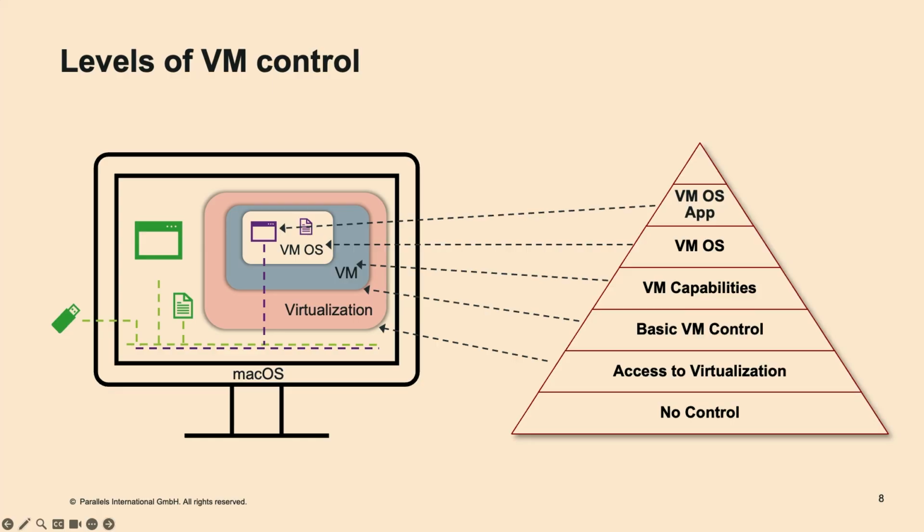We have 6 levels here corresponding to the architecture of virtualization. At the bottom, you might not control anything at all and leave it all up to the users. As we go deeper, you gain the ability to control access to virtualization and virtual machines themselves. Then, you can control the operating system inside those virtual machines and even specific applications, like Windows applications, to provision Windows applications to your users to do specific jobs.